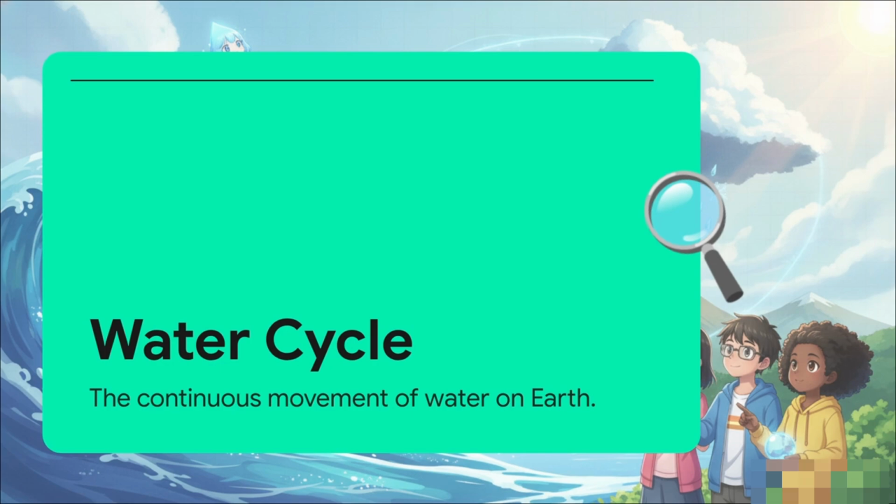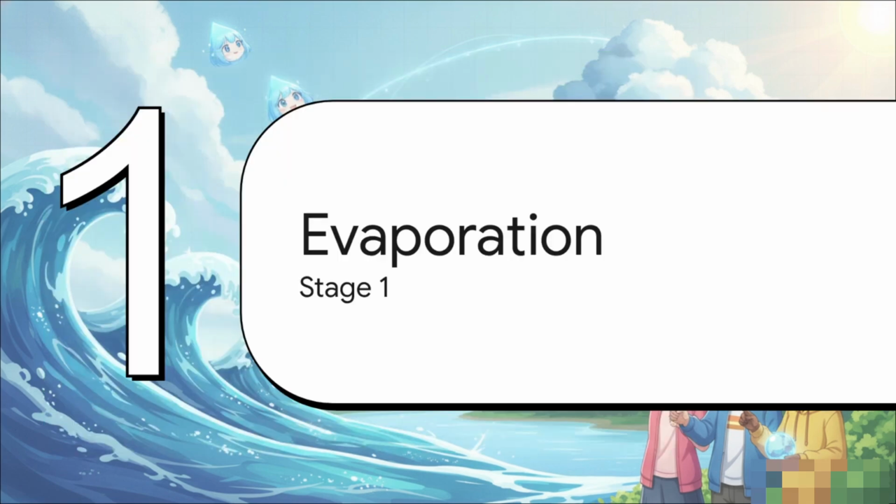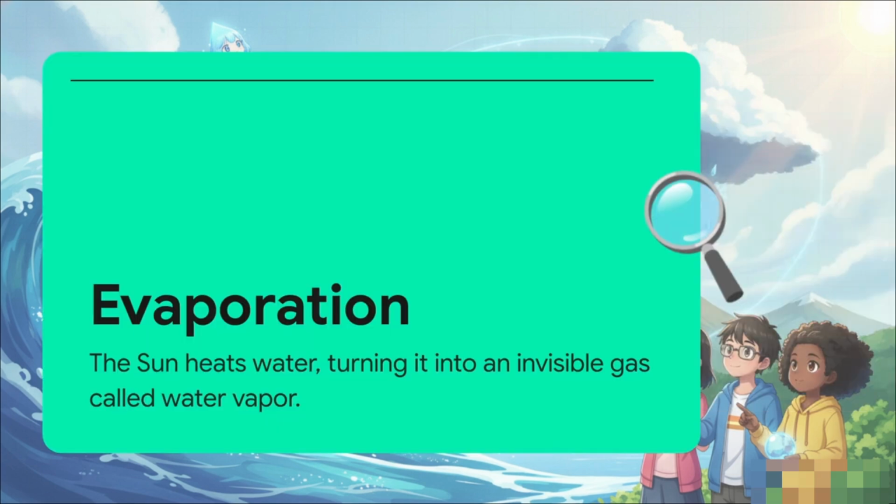It's basically this never-ending journey where water constantly recycles itself over and over again. Moving right along to stage 1 of the journey, evaporation. Now, water needs a little bit of help to start climbing up into the sky. And who helps it? The bright, hot sun. We call this process evaporation.